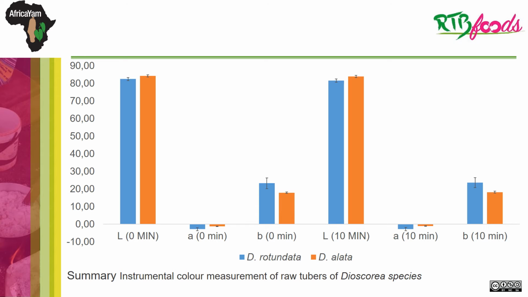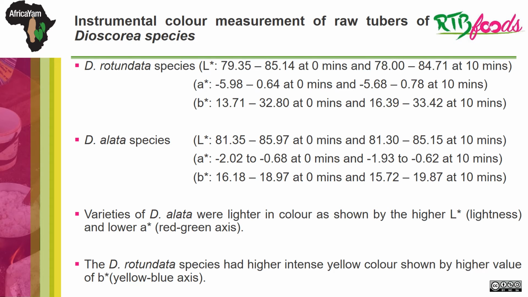So we discovered that the lightness parameter for this particular set of yam, the D. alata, were much whiter than the D. rotundata. I know you asked what the reason is. The reason is that the D. rotundata we collected were more creamish and yellowish in color, whereas the D. alata were whiter. And we actually confirmed this from the breeders. And this is the summary of it.